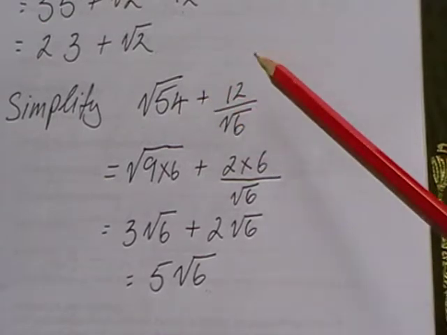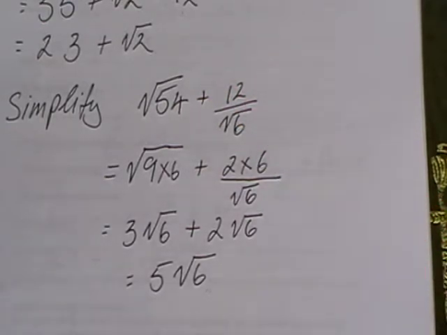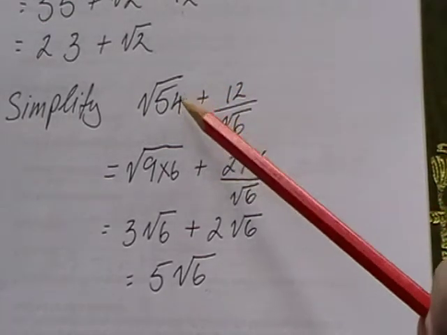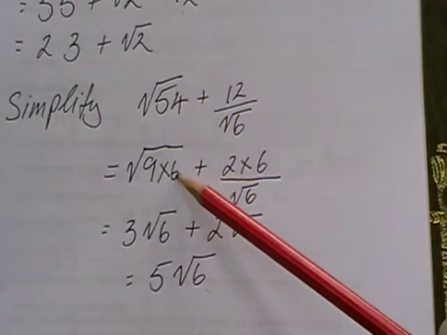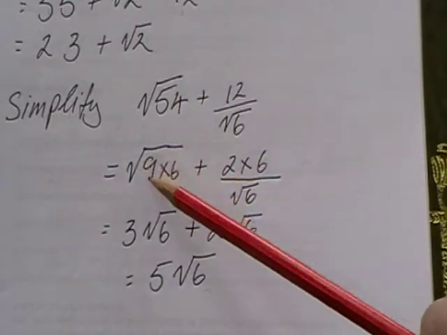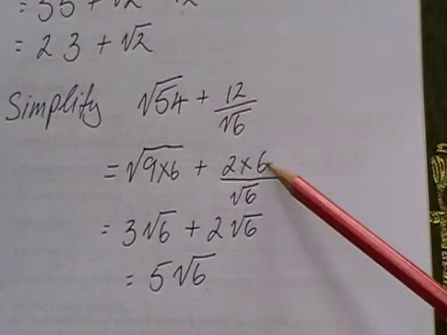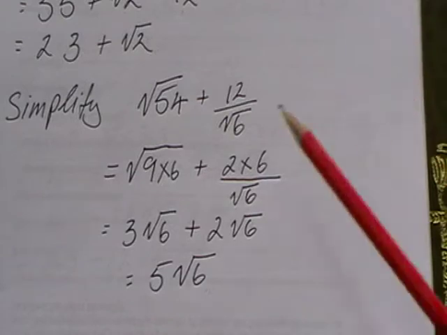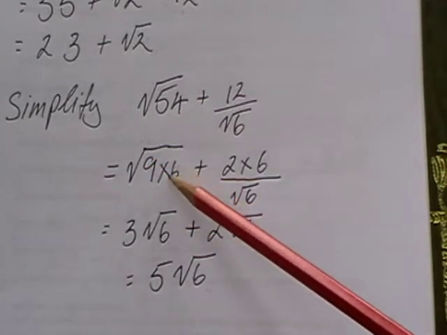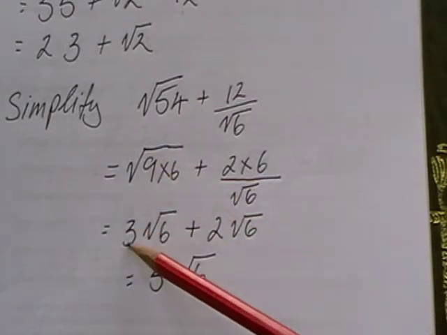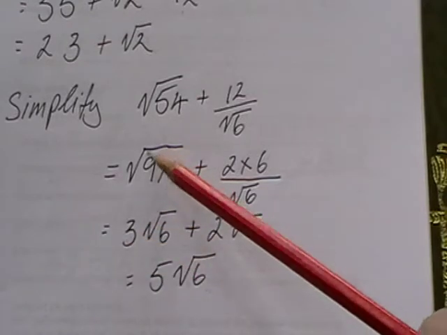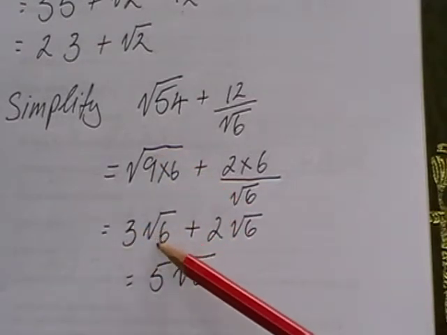Root 54 plus 12 over root 6. From the earlier working, we can split root 54 into root 9 times root 6. I'm working ahead on that because I know the root of 9, and 12 splits into 2 times 6 as factors. Root 9 times root 6, well, we know root 9 is 3, so we can take that out. That gives us 3 root 6.